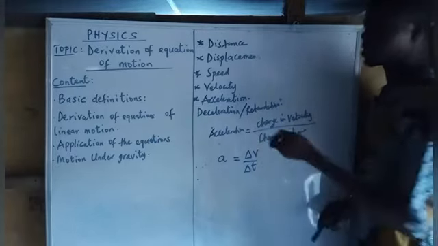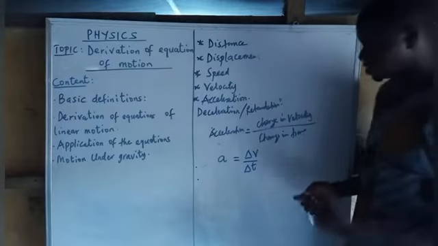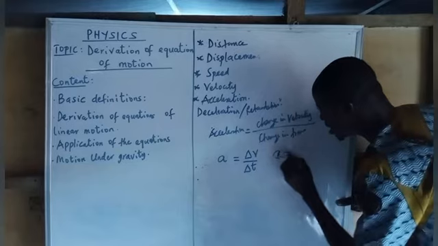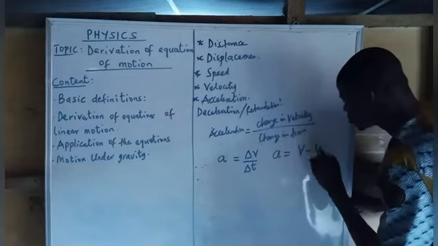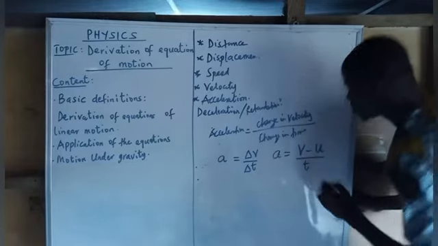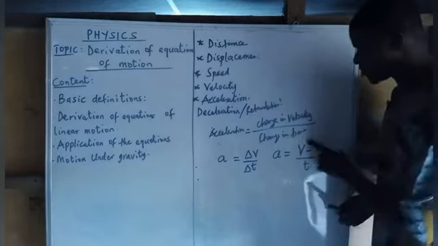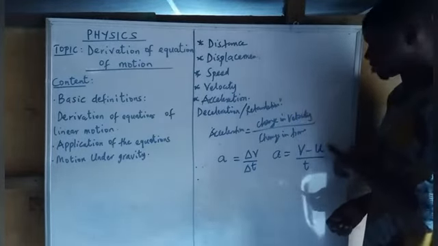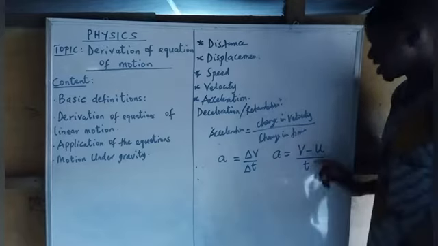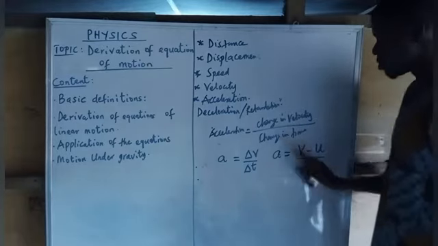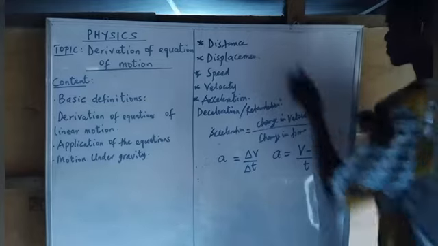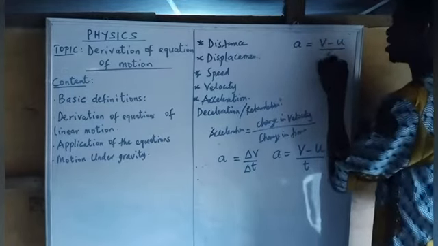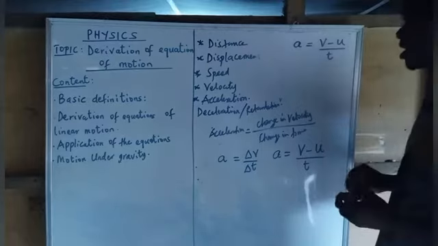So when you say change, it means you are comparing two things. So here, we can write our acceleration A as V minus U over T, where V stands for the final velocity, U stands for the initial velocity, that is the starting velocity, and T stands for our time. We'll still make use of this expression. That is, acceleration A is equal to V minus U all over T. We'll come back to that expression.